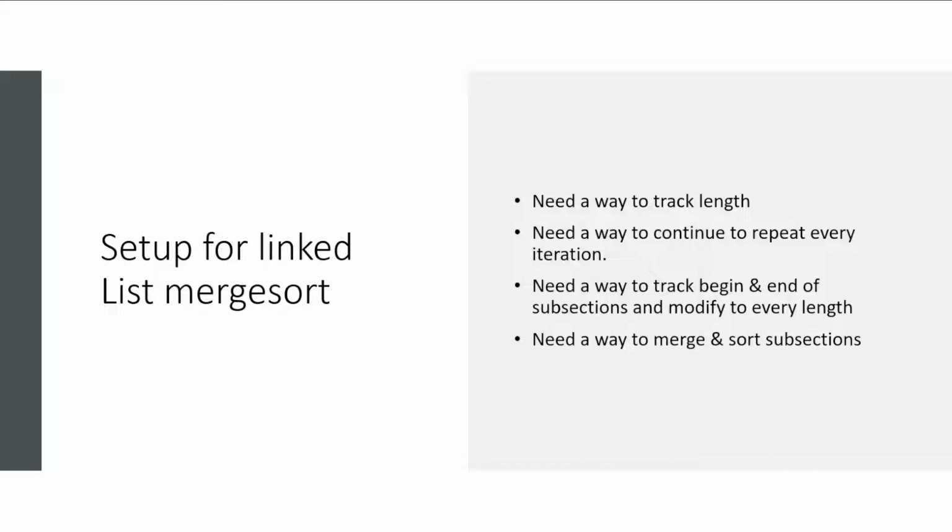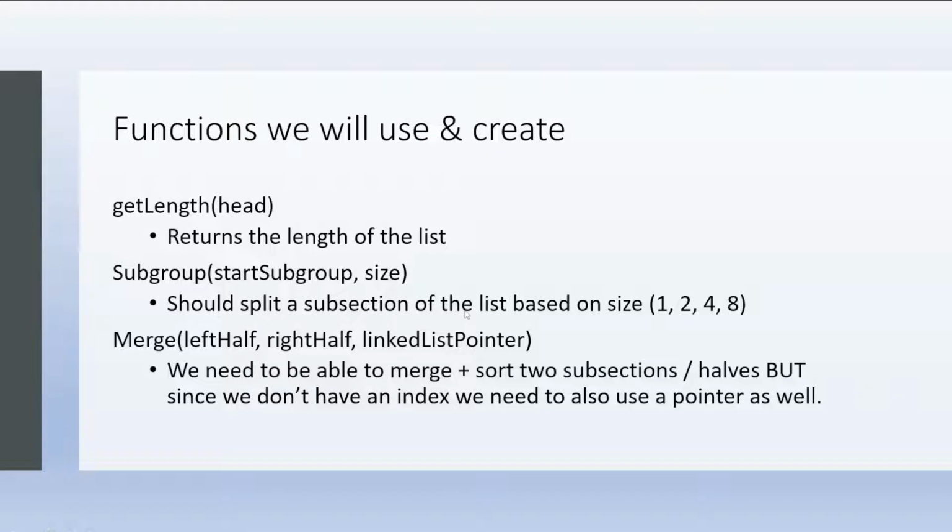We need to find a way to track those subsections, the beginning and end, and modify them to every length as those subsections grow after every loop and iteration. And we also need to find a way to merge and sort those subsections as we loop through the list as well. The functions that we will specifically focus on through this video and will create will be the get length. So that one just gives you the length of the list.